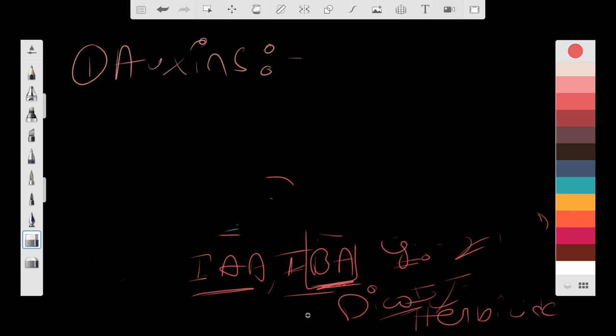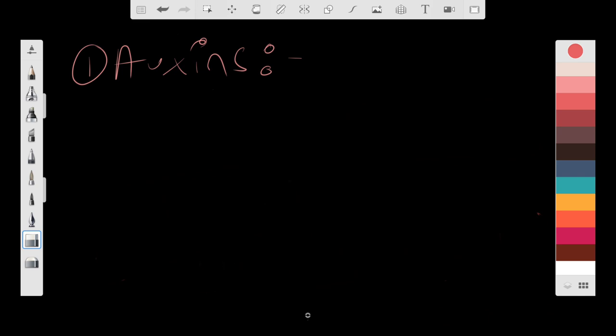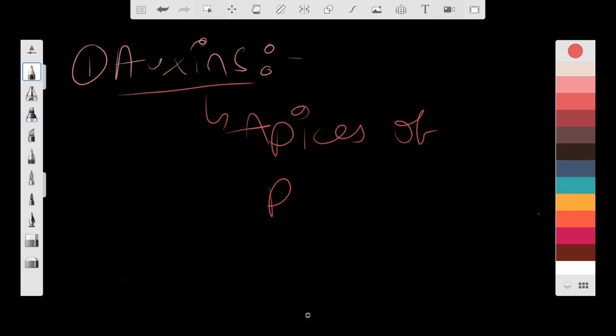This last point, before I tell you, you can just think of it. Auxins are growth promoting. Auxins help in elongation of the plant body, and from that you can take that auxins are present in the apices of root and shoot.